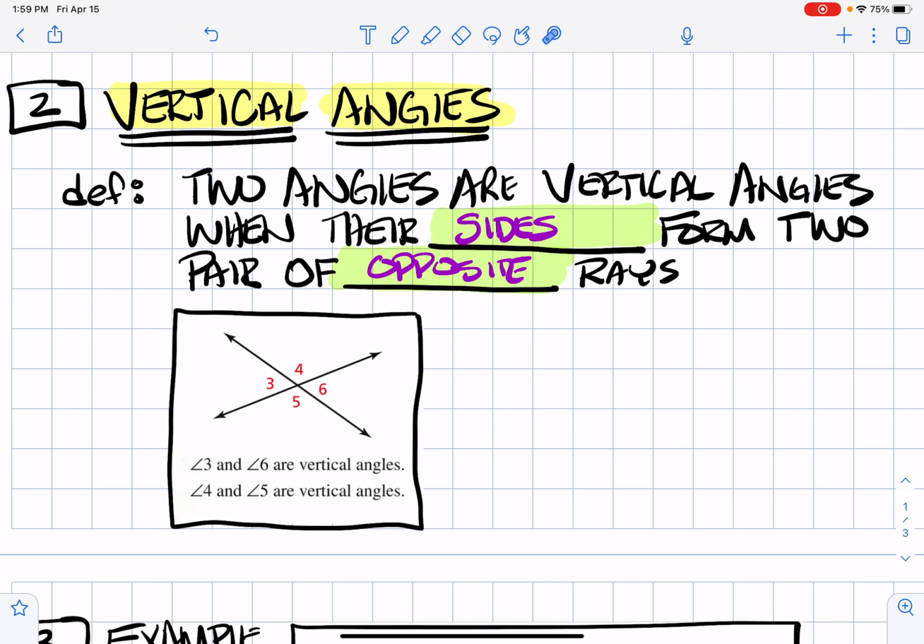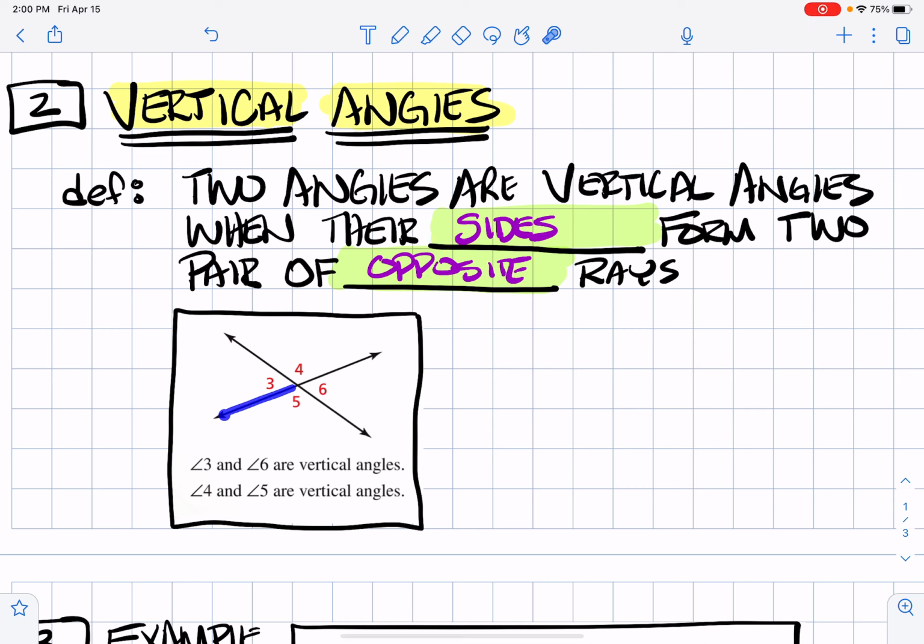The way I like to look at this is to see which ones just go directly across from each other. And same thing here, 4 and 5, they go directly across from each other. But in terms of using the actual definitions, right? Two angles are vertical when their sides form two pairs of opposite rays.